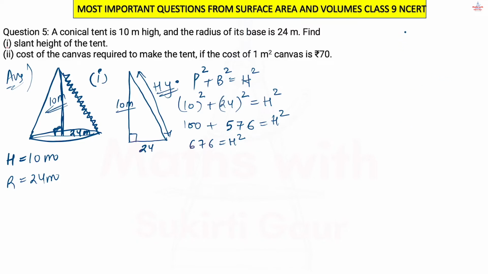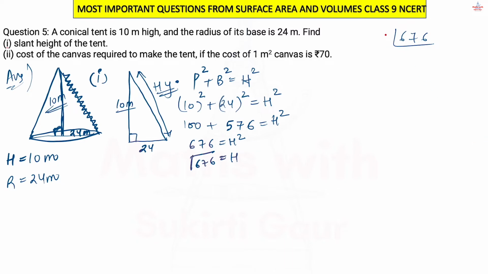Though I have this in my mind, what is the square root of 676? So for H we need to calculate the square root, right? So H is equal to the square root of 676. What we will do? We can do it on the side and get the prime factorization of this 676.